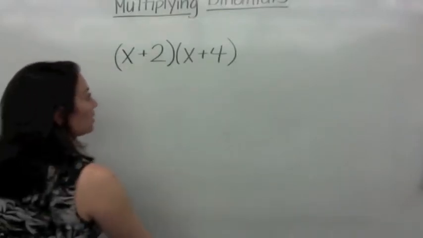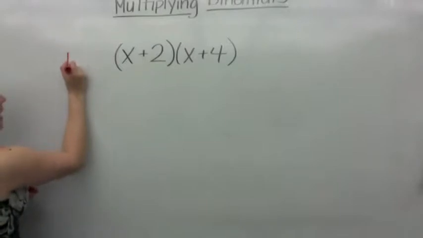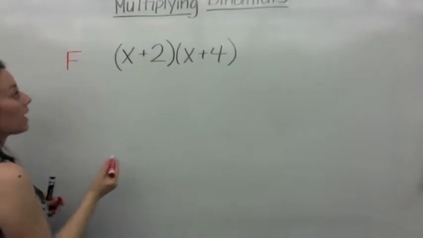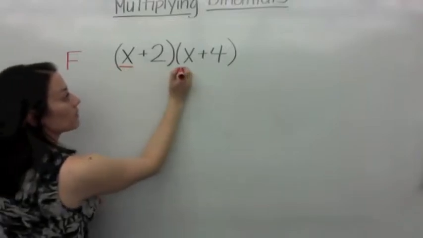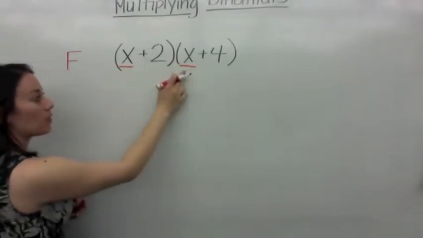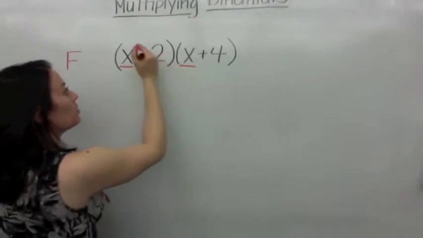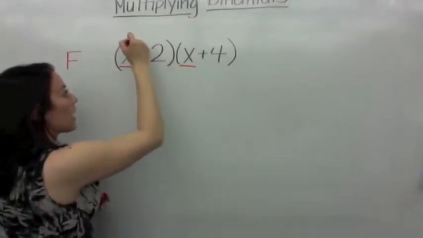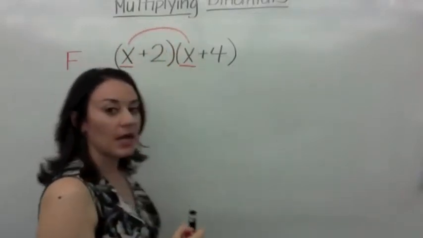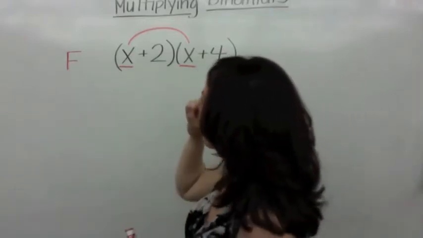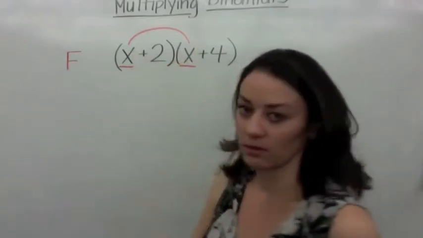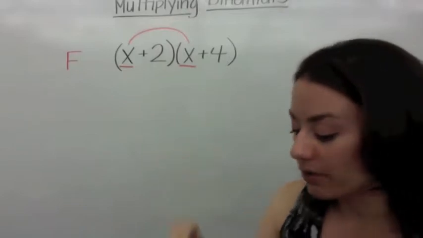So first we look at the letter F. And F means first you're going to distribute or you're going to multiply the first terms. Okay, the first term in each binomial. So let's go ahead and do that. Let's go ahead and say, what is x times x? Now remember, is there an invisible exponent next to the x? It's the invisible 1, right?